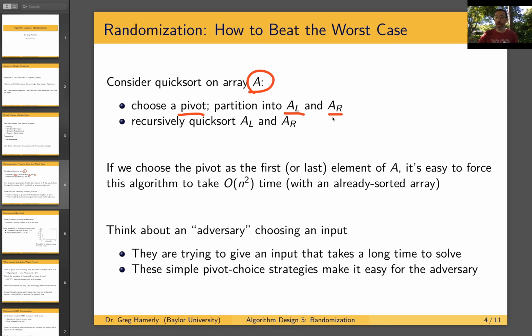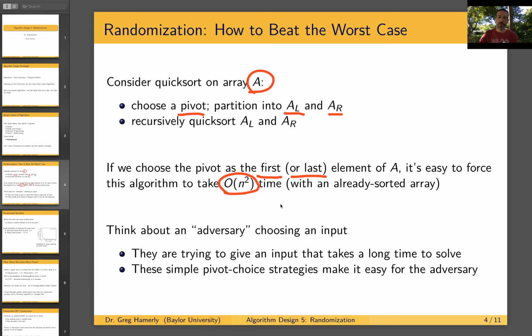The running time of quicksort depends heavily on how well we pick that pivot. If we pick the pivot so that the two portions are evenly sized, then it has a great running time of n log n. But if we do a poor choice, such as picking the first or the last element of the array A, then it's very easy to give the algorithm an input, which is something like an already sorted array, which forces the algorithm to take n squared running time instead of n log n.